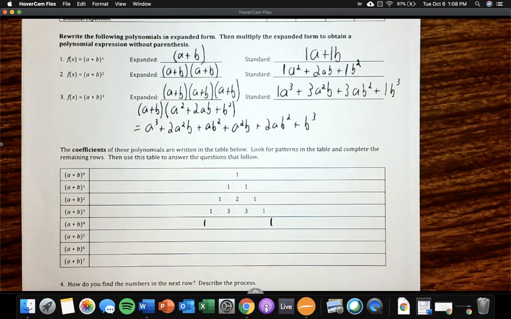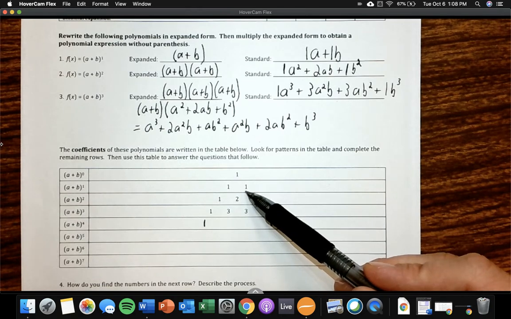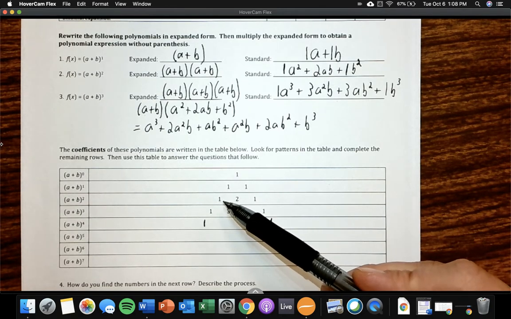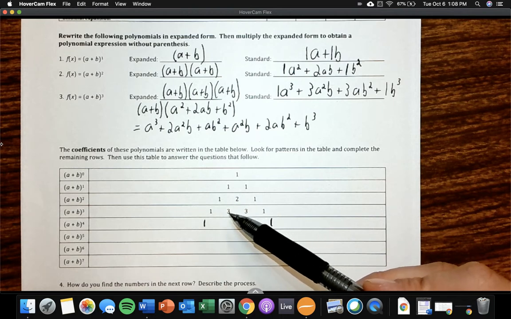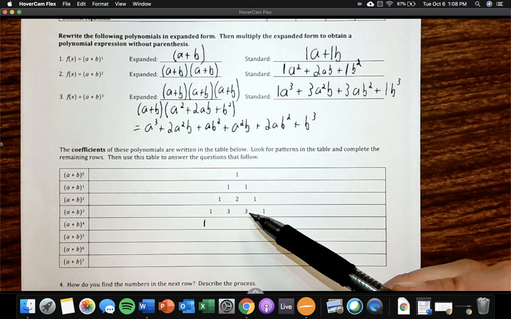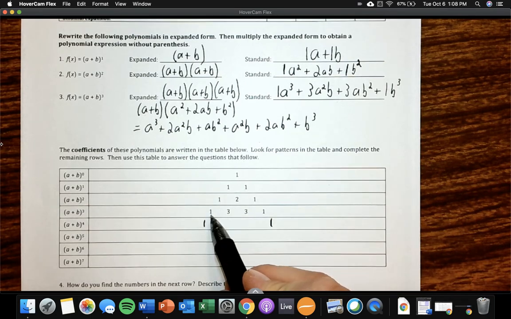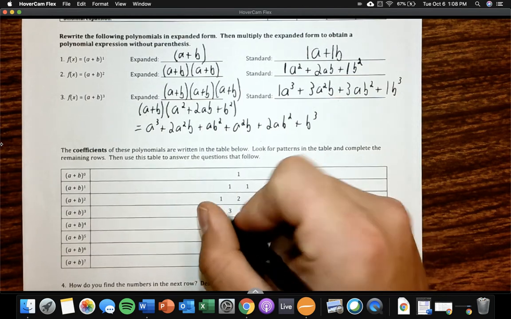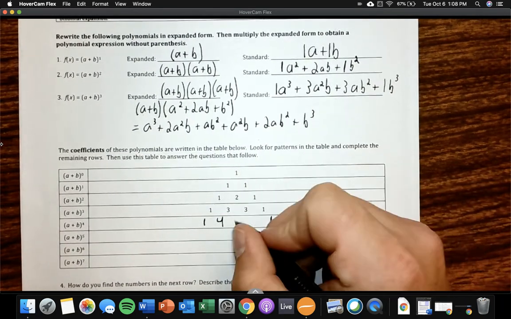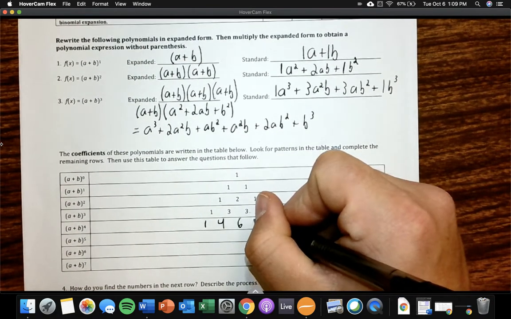And now the question becomes, how do we get these middle numbers? But if we look, there is a pattern that goes along with it. If we add 1 and 1 up, we get 2, because 1 plus 1 is 2. And then here you can see 1 plus 2 is 3. 1 plus 2 is 3. So if we follow that pattern, we can say 1 plus 3 is going to be 4. 3 plus 3 is going to be 6. And 3 plus 1, that's going to be 4.